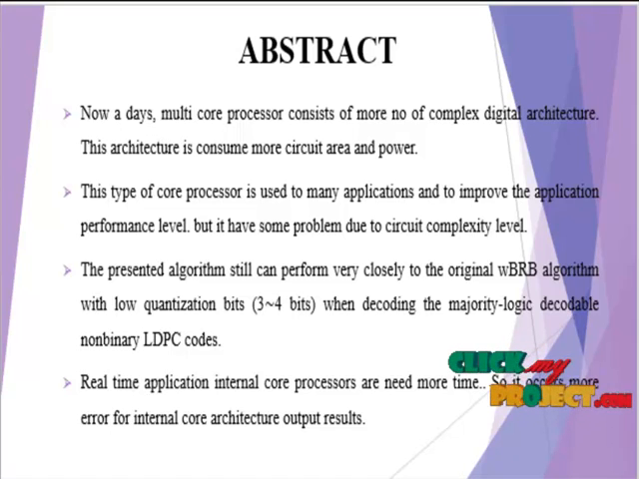And then we use the full message rather than the extrinsic message passed from the variable nodes to check nodes, which can save the integer operations introduced by the extrinsic information computing, and thus can further reduce the decoding complexity. So our main objective is to reduce the decoding process and complexity.